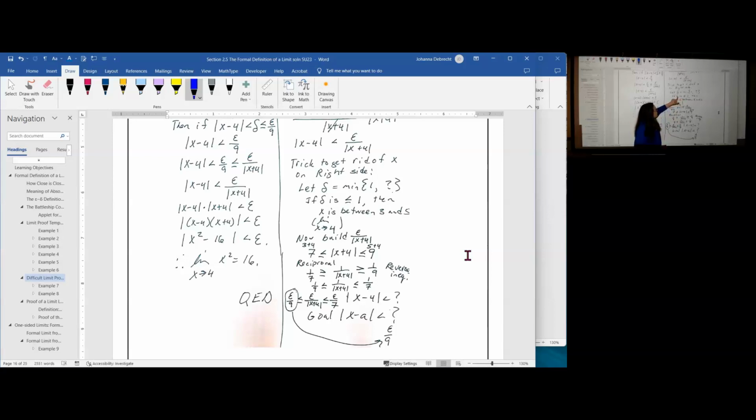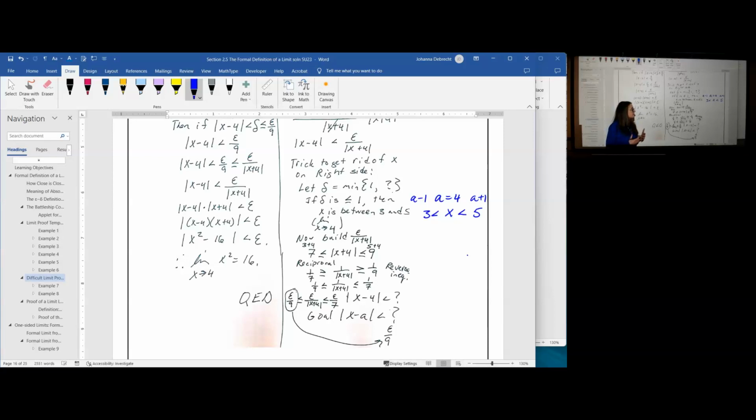Then we say, okay, well, if delta is 1, how far away from a can I be? Remember that a is equal to 4. So if a is equal to 4, then I could be a plus 1, or I could be a minus 1. In other words, my x value has to be between 3 and 5. All right. If x has to be between 3 and 5, what does that tell me about the absolute value of x plus 4?